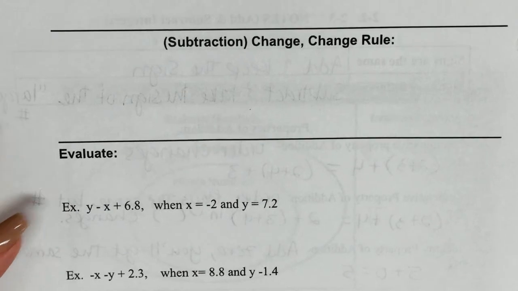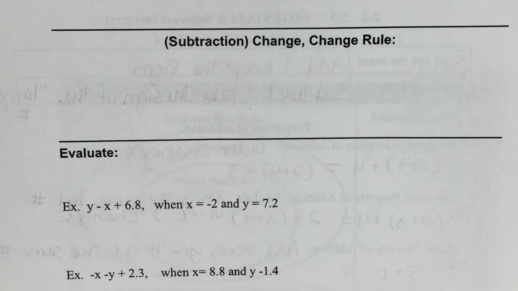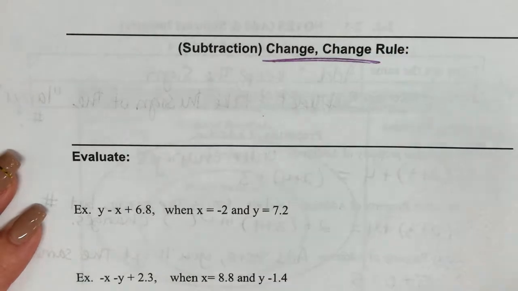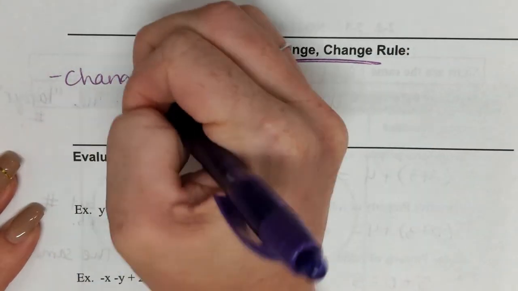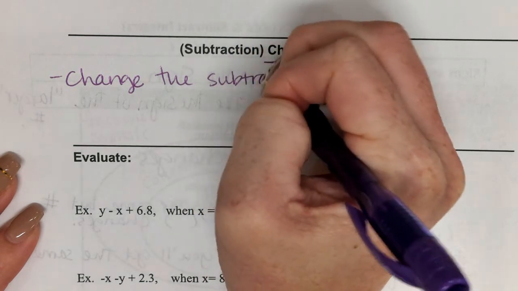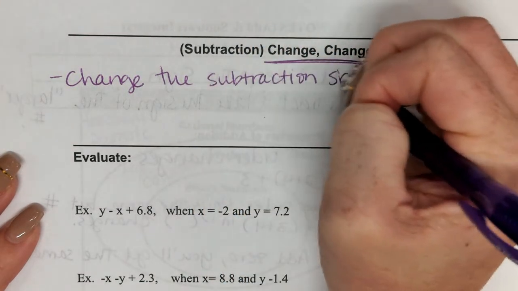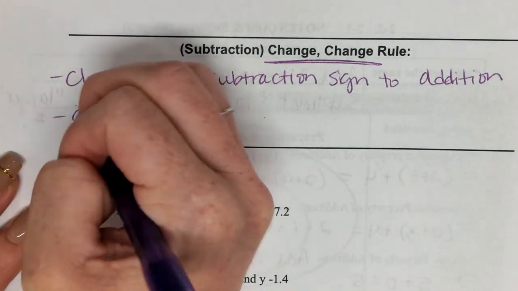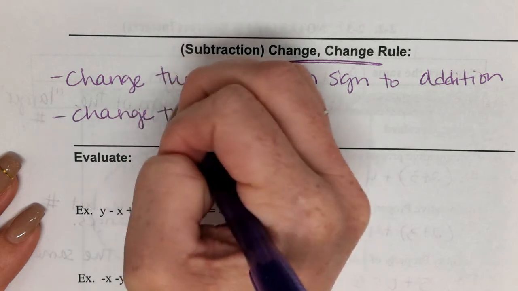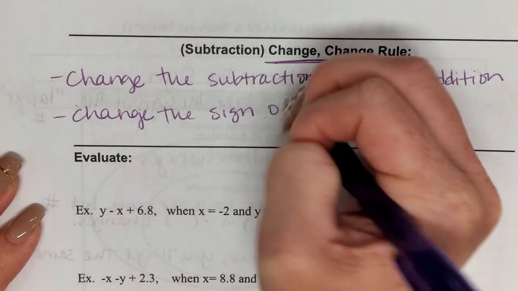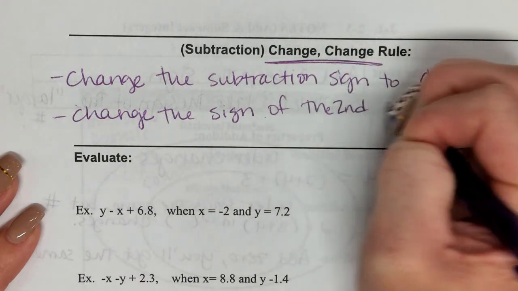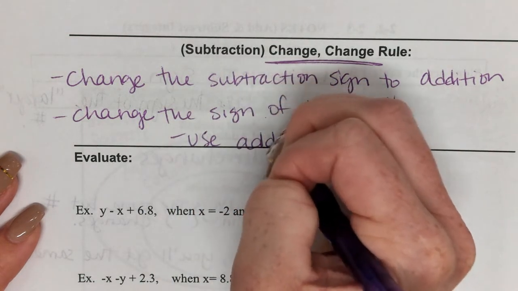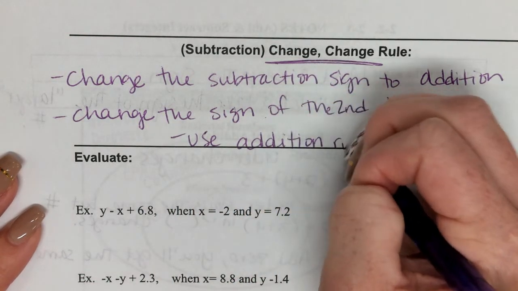Okay, at the top, for subtraction, what was the rule? We did it already on the front. Keep, change, change. So that right here. So basically you change the subtraction sign to addition, and then you change the sign of the second number. And then you just use the addition rules. You learned all of this in 6th and 7th grade.